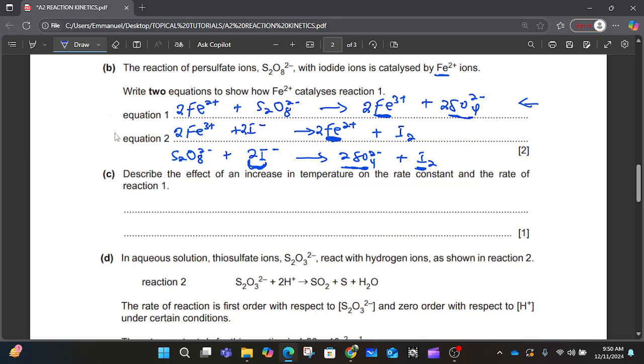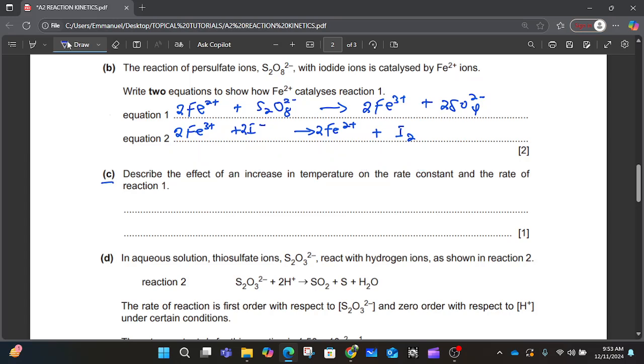And that is what any reaction that involves catalysis does. So once a catalyst is used, the catalyst must be generated back, because a catalyst only speeds up the rate of a reaction without being used up.